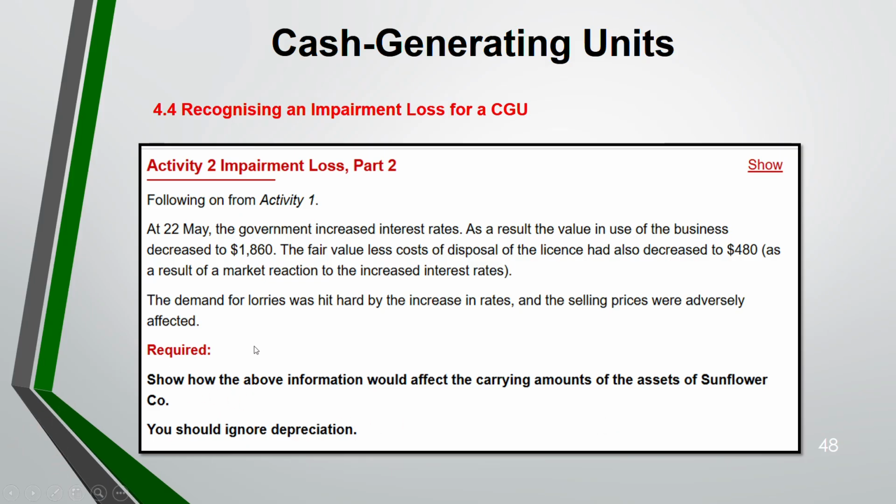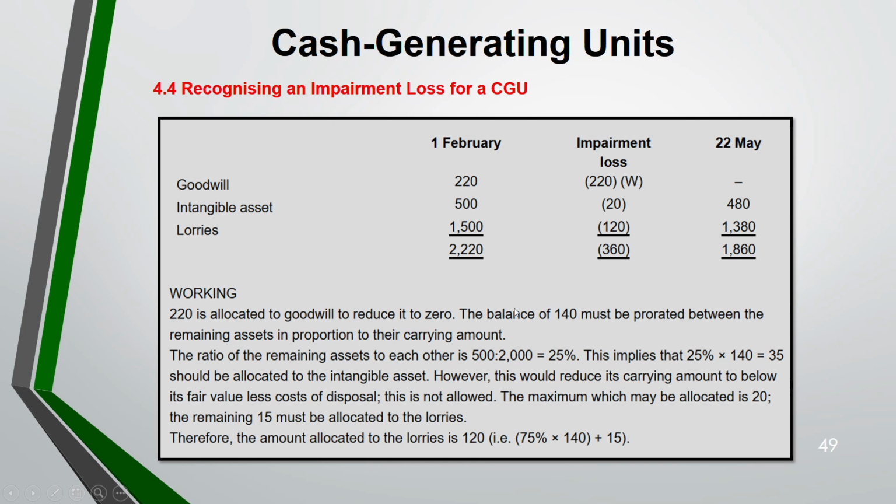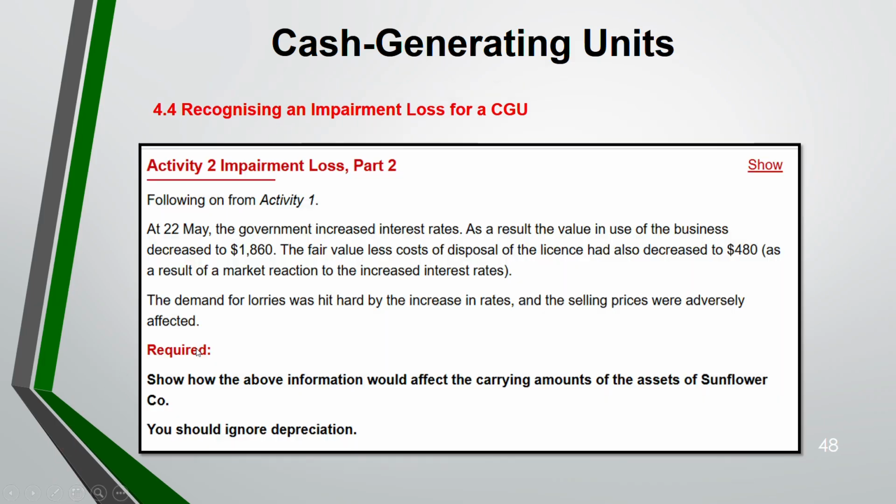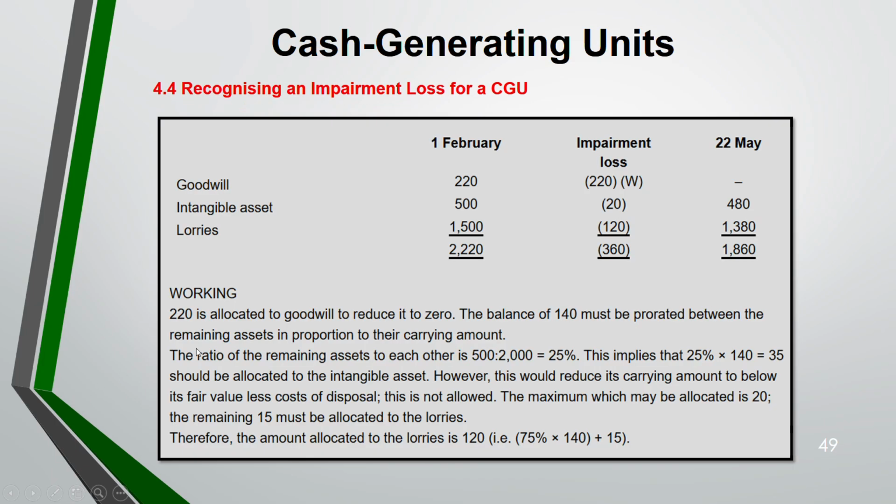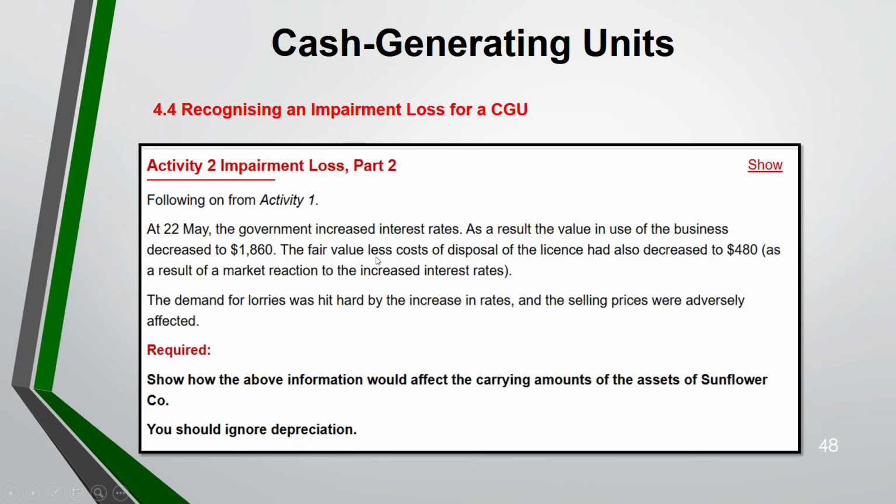So let us go here. Before, in activity 1, it was from Jan to Feb. Now it's from 1st Feb to 22 May, and in between you will be having impairment loss. So you have to remember the figure for 1st Feb. It is 225,500. Now they have told that the value in use is 1860, and the fair value less cost of disposal of the license has decreased to 480.